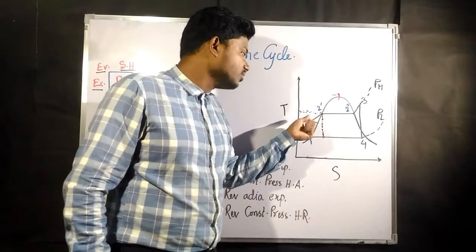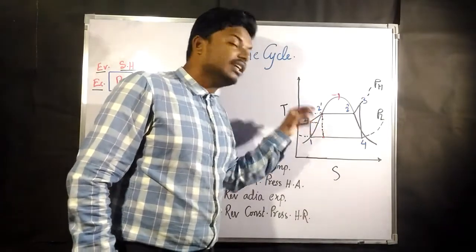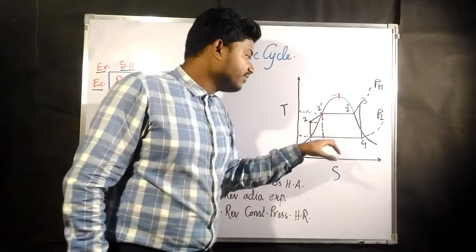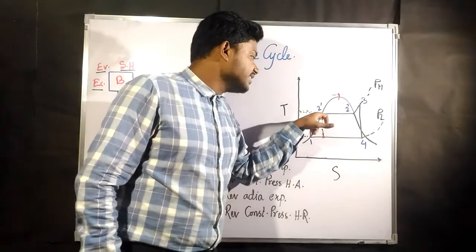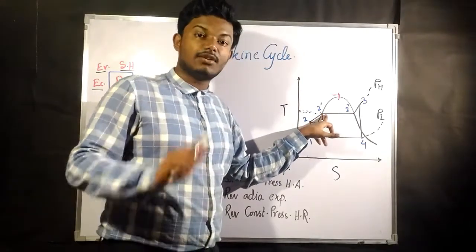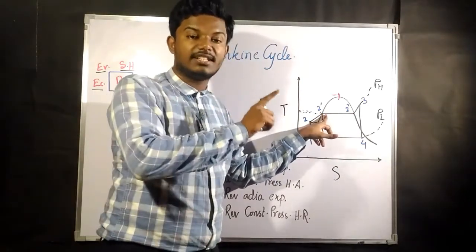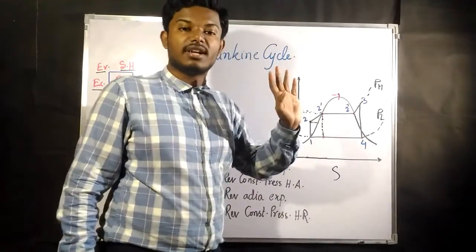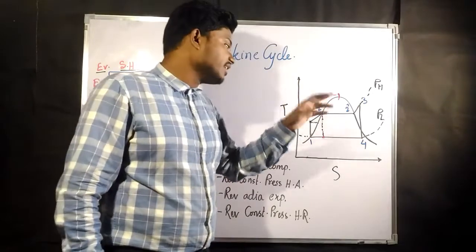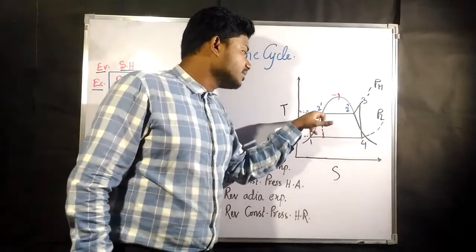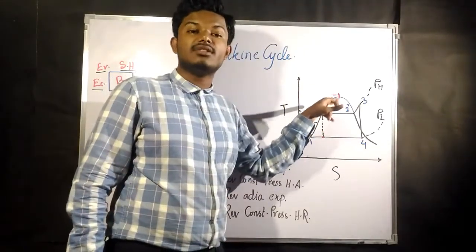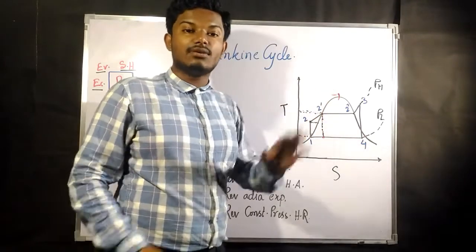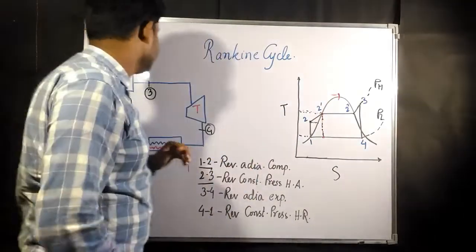The economizer helps us give heat in such a way that at constant pressure it reaches a temperature where it can now start evaporating. That is, at constant pressure we are reaching a saturated liquid state.